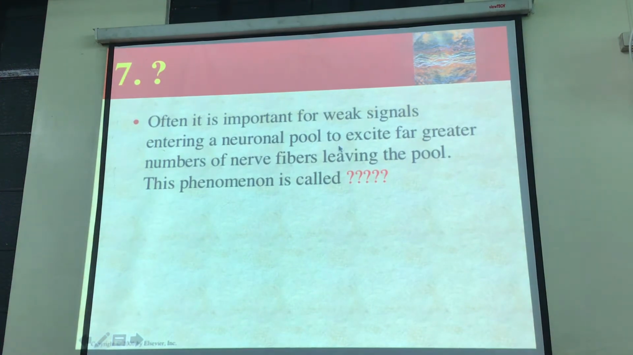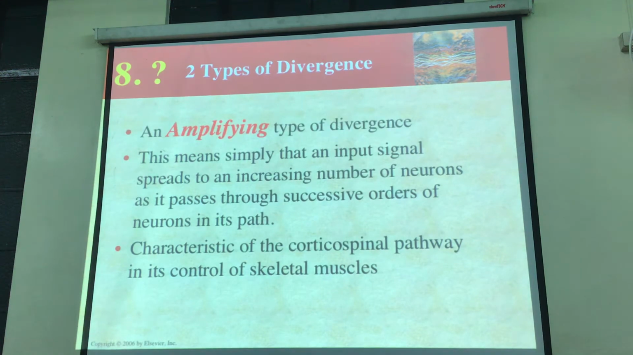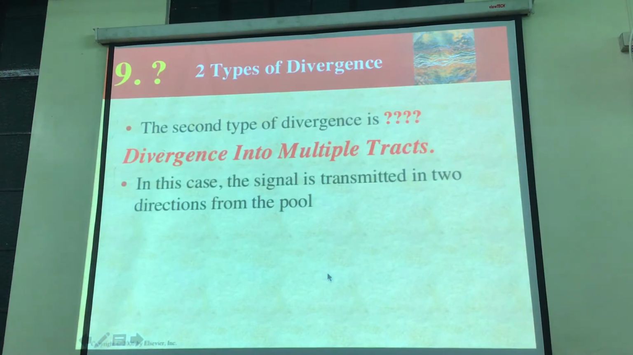So when weak signals enter a neuronal pool to excite a far greater number of fibers leaving the pool, this is called divergence. Again, weak signals enter a neuronal pool to excite a far greater number of nerve fibers. You call that divergence. Okay? And there are two types of divergence. One is the amplifying, meaning the input signal spreads to an increasing number of neurons as it passes through successive orders. Whereas the other type is divergence into multiple tracts. Signal is transmitted in two different directions.